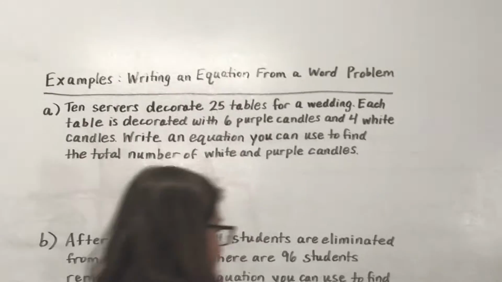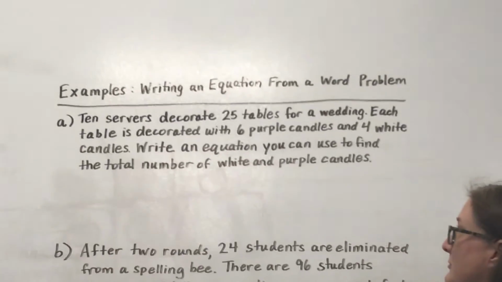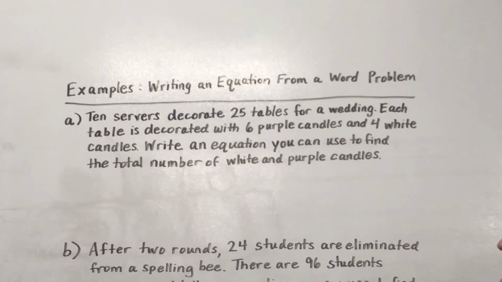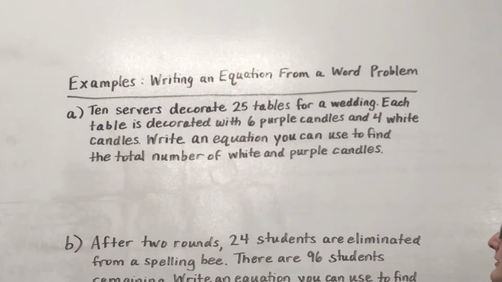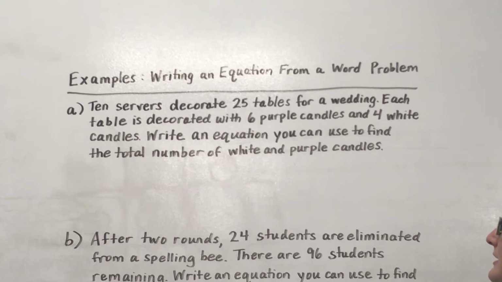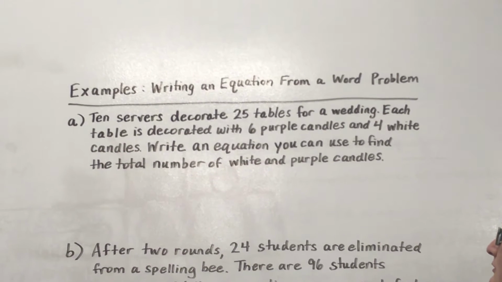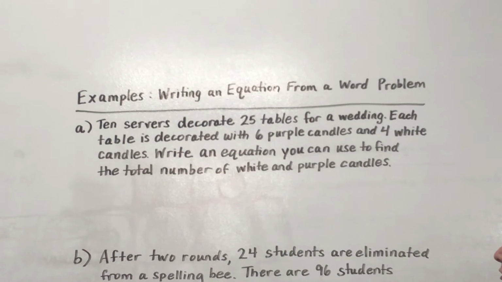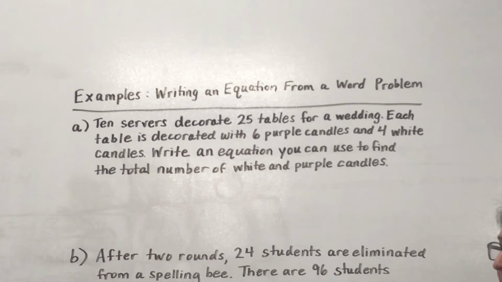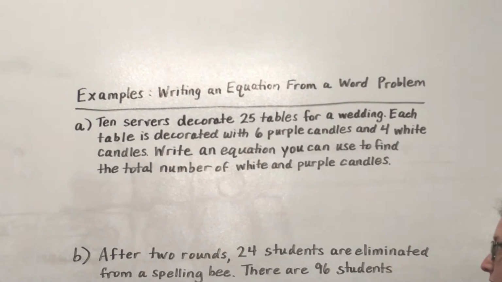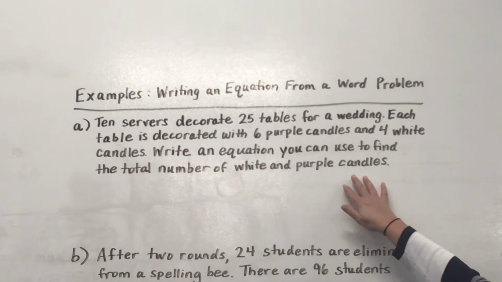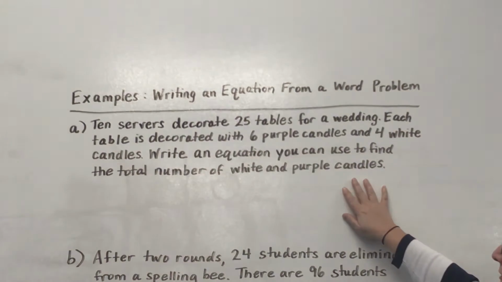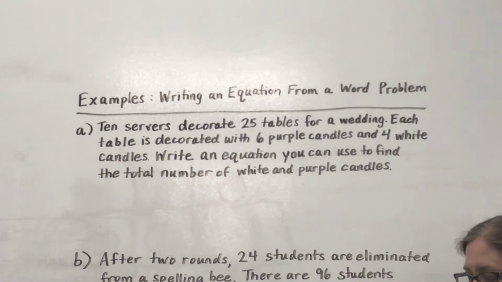In this first problem here, it says 10 servers were decorating 25 tables for a wedding. Each table was decorated with 6 purple candles and 4 white candles. And they want us to write an equation that we can use to find the total number of white and purple candles combined. So I notice here there is no total.